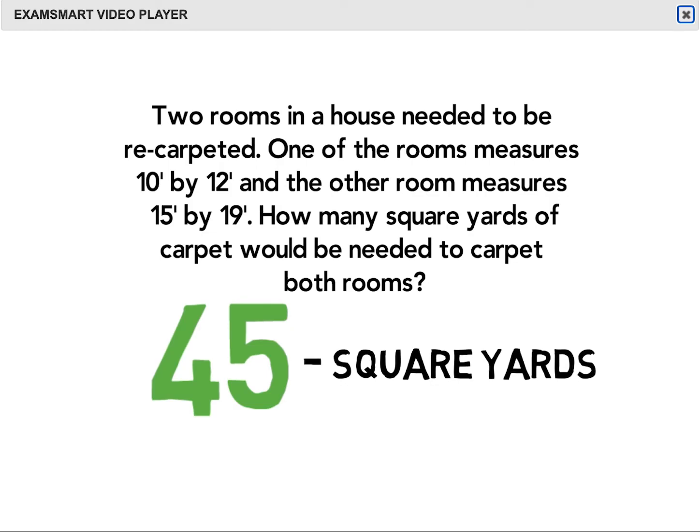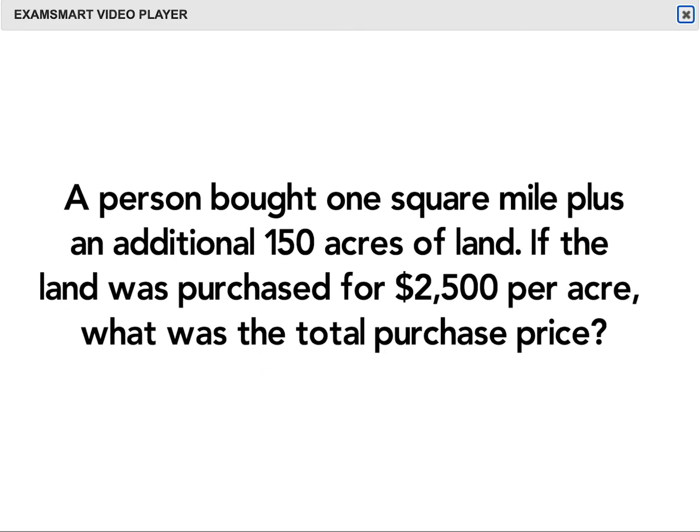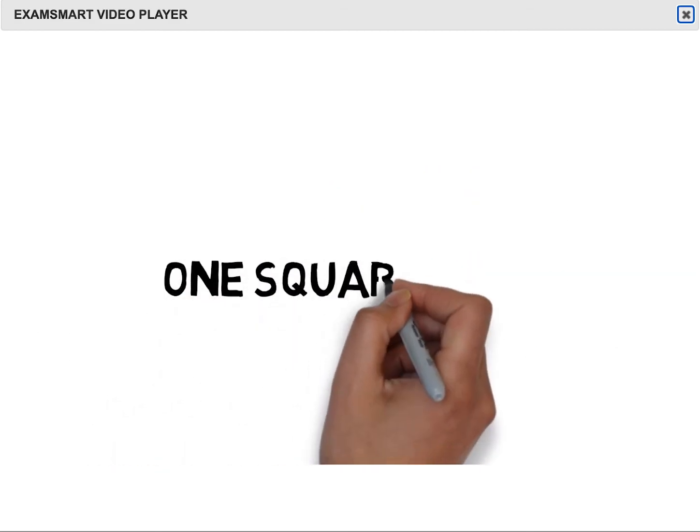A problem might say that a person bought 1 square mile plus an additional 150 acres of land. If the land was purchased for $2,500 per acre, what was the total purchase price? What they're testing us on here is, do we know what 1 square mile of land is? 1 square mile is a section of land.